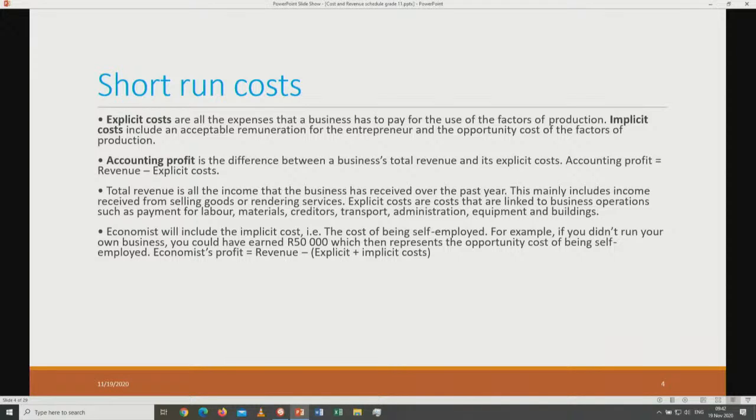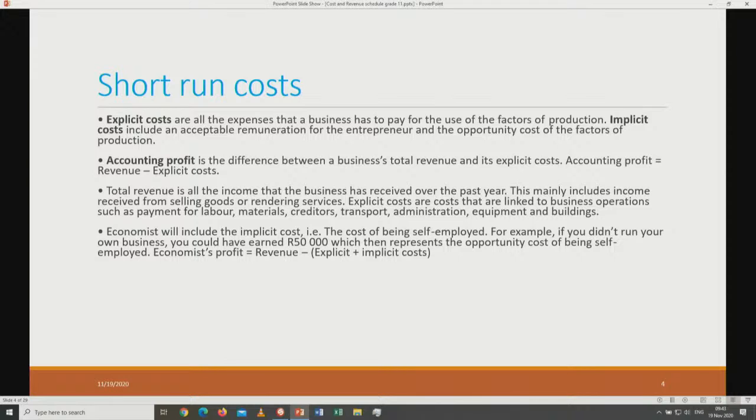And by the way, with economists, we don't call it accounting profit. It's only for the accountants that we call it accounting profit. Economists call it economic profit. So they say this is the approach of economists: the total revenue of the business minus, in brackets, explicit costs plus implicit costs. So they add implicit costs and explicit costs together, and then they subtract that amount from the total revenue. Then they will get their profit. It may be an economic profit.